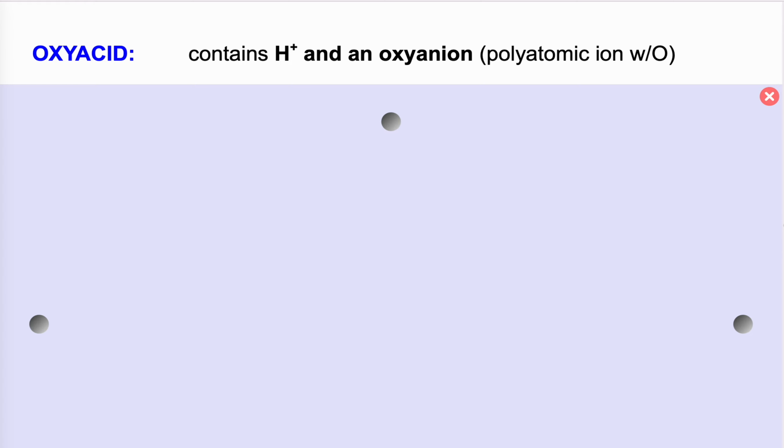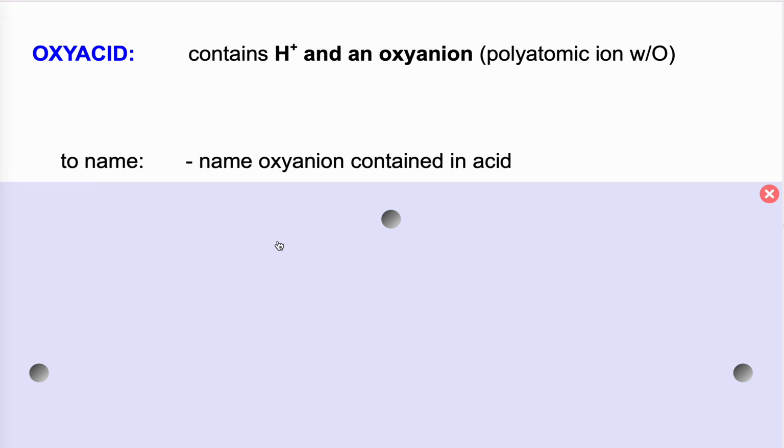Oxyacids, on the other hand, are a little bit more complicated. They're not binary compounds. An oxyacid contains one or more hydrogen cations, H+, and an oxyanion, which is simply a polyatomic anion that contains oxygen. Where do we find polyatomic anions? Well, on the nomenclature sheet, of course.